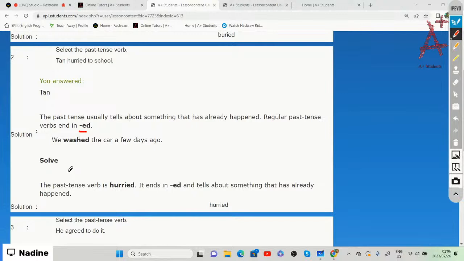So we are also going to find out more about adding an ed to a verb, or specifically just adding a d if the verb ends with an e, right? So in this case, we washed the car a few days ago, which means that washed is our regular past tense verb, right? So washed ends in ed. The ed is an indication that it happened in the past, right? So once again, the past tense usually tells us about something that has happened already. And regular past tense verbs end in ed.